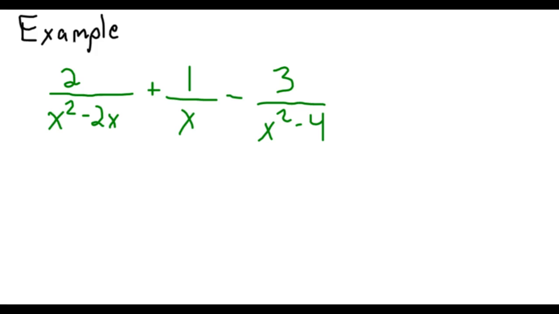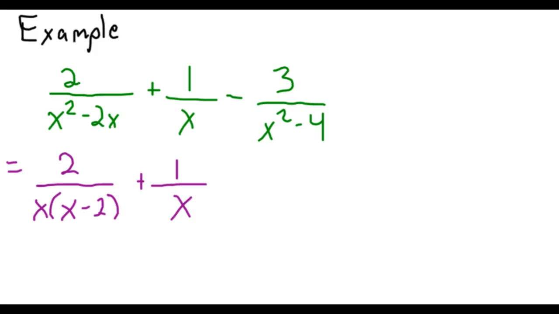The next example is where we're actually going to use the least common denominator idea. But before we use that, we need to try to simplify this a little bit. So we're going to factor out the denominator. X squared minus 2x has a factor of x in common, so if we take that out, x times x minus 2, plus 1 over x, minus 3 over x squared minus 4. If we factor that, we get x minus 2 and x plus 2.